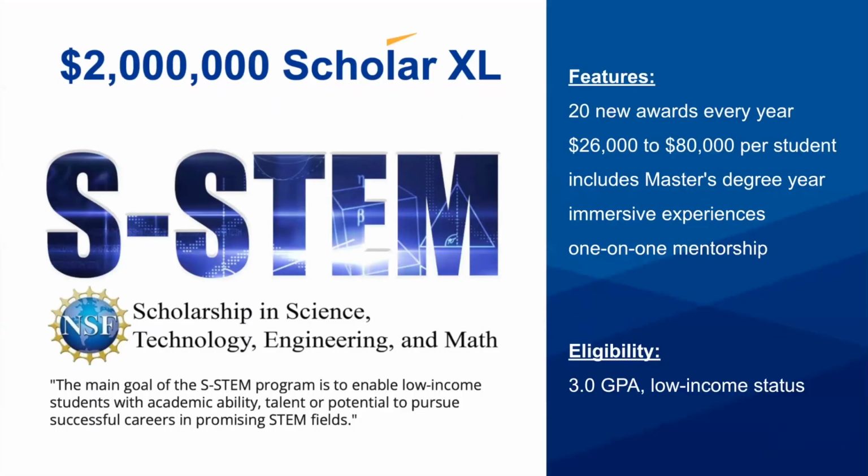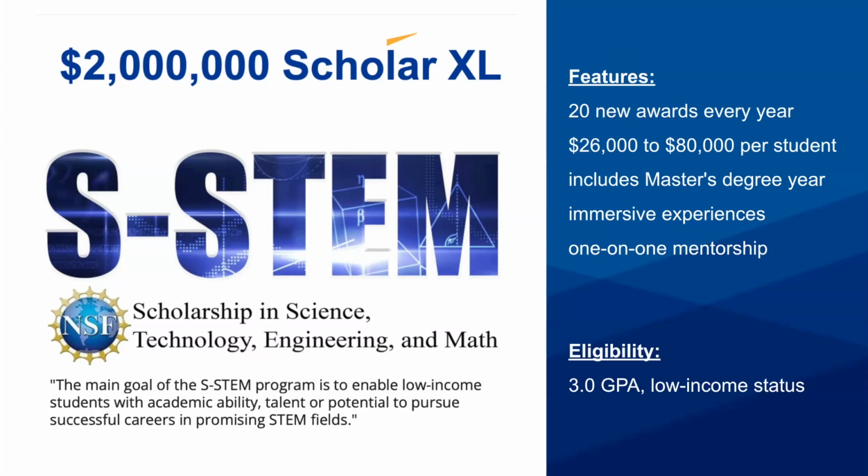One last thing to mention, I'm the principal investigator, which means I helped UCR get, it wasn't just me, I should not take all the credit, it was a team of people that I worked with, $2 million in funding from the National Science Foundation to help you pay for college. So what this means is every year for the next 6 years, we're going to be accepting 20 new students into the Scholar Excel program, which will fund you for about $26,000 to $80,000 total over the course of your 4 years.